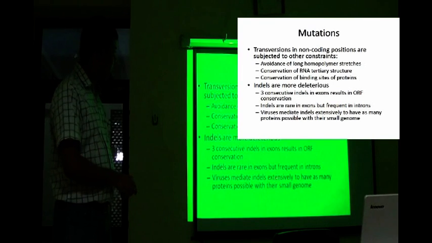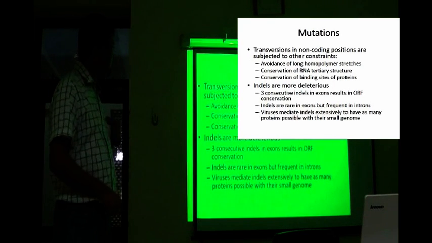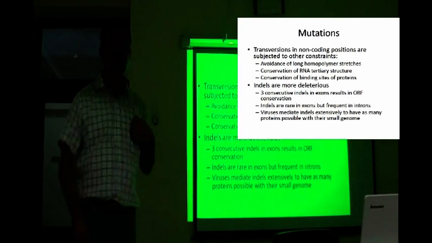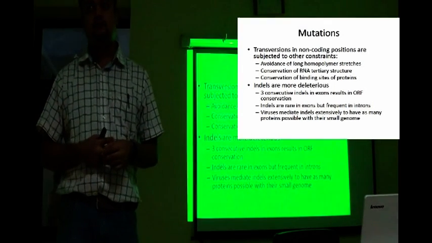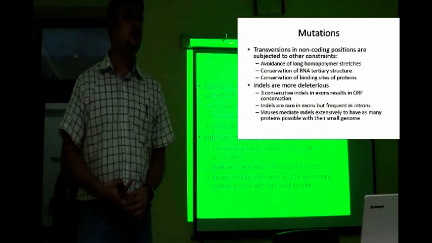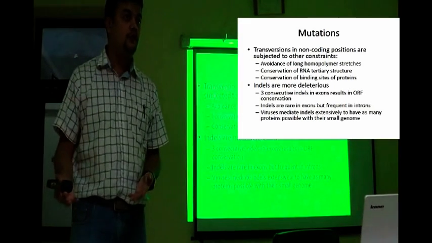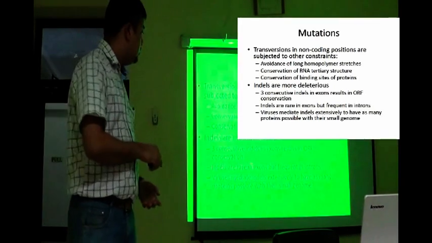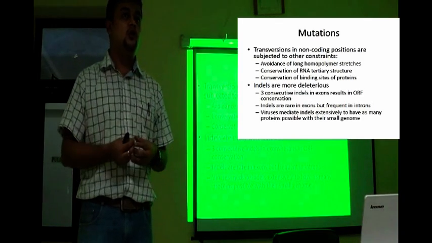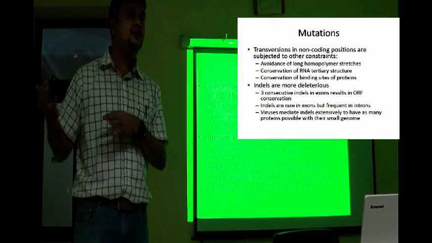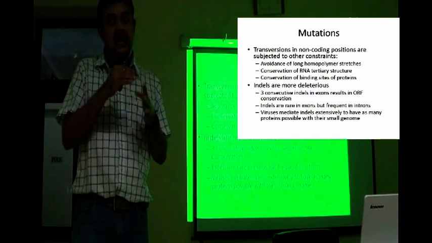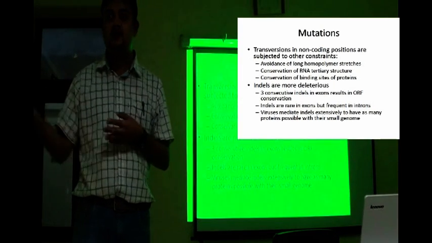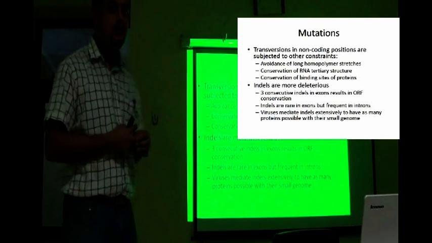Viruses mediate indels extensively to have as many proteins as possible with a small genome. That is a strategy of these viruses, because the genomes are quite small and they cannot code for a lot of proteins. But even with such a small genome, they can code as many as 6 different proteins from a small stretch of DNA by mediating these indels. So they are very smart in that case, right?